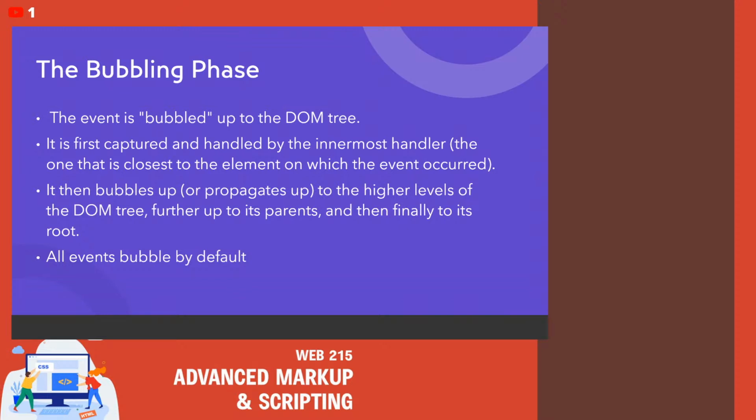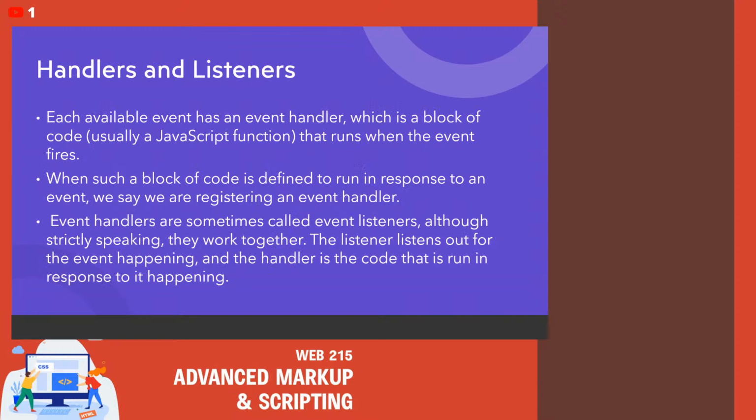So we can say that it's captured by the innermost handler, the one that's closest to the element where the event occurred. And then it propagates up to the higher levels of the DOM tree, to the parents, and then finally to the root. Right? So it spreads outward from here. And all events bubble by default. And for our purposes, that's not really important information that we need to understand. For our purposes, what we really need to understand are handlers and listeners.